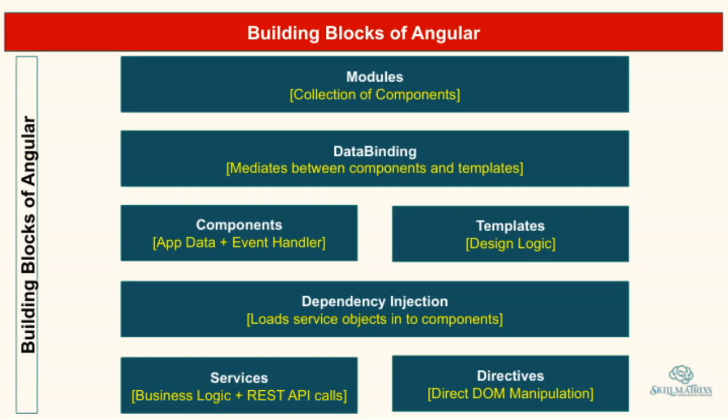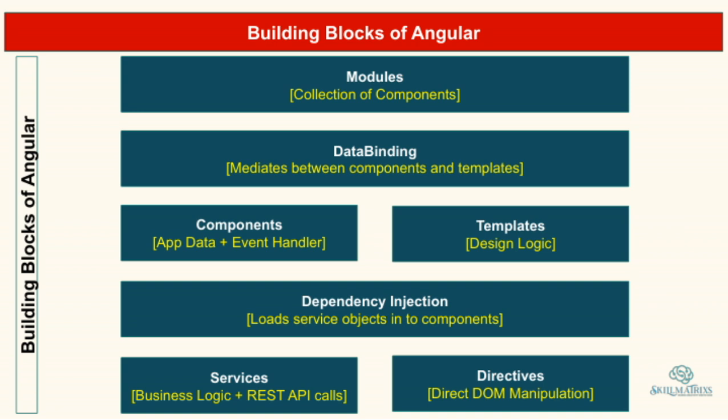All right, let's take a closer look at the building blocks of Angular. First, we have dependency injection. This is a powerful pattern that allows us to load service objects into our components easily, promoting modularity and making our code more testable. Next is data binding, which acts as a mediator between our components and templates. It keeps our UI in sync with the underlying data, making updates seamless.